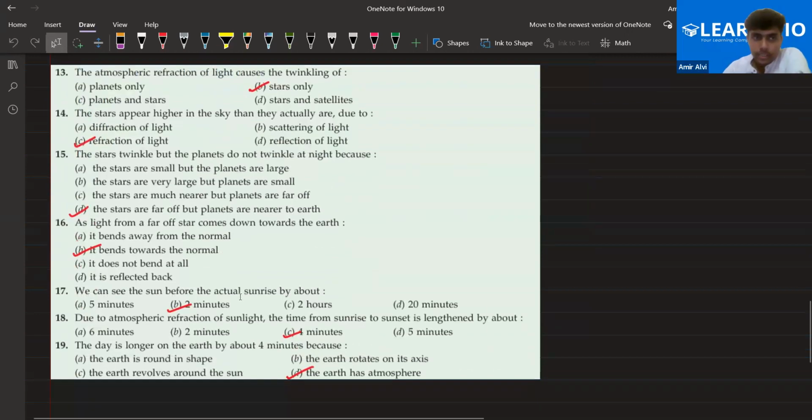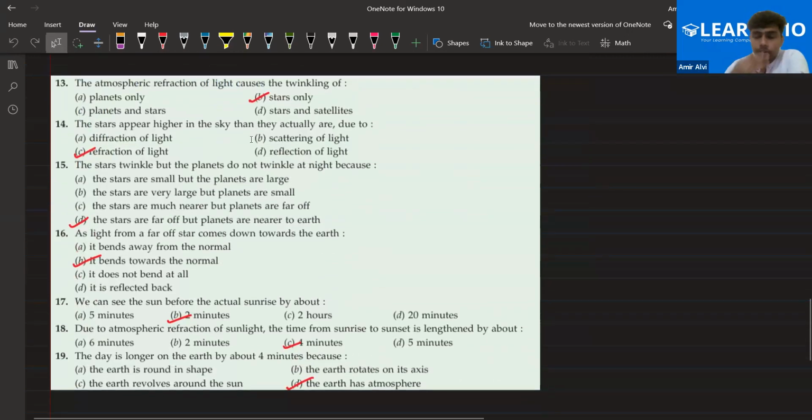Sure, that's great. So there are some more questions, like the atmospheric refraction of light causes twinkling of a star. The stars appear higher in the sky than they actually are due to the refraction of light. This is also a part that is deleted. Next is, stars twinkle but the planets do not twinkle at night, because the stars are far off, but planets are nearer to Earth. As the light from far off stars comes down toward the earth, it bends toward the normal, because downwards the density increases, so refractive index increases, so it will bend towards the normal. Clear, everyone?